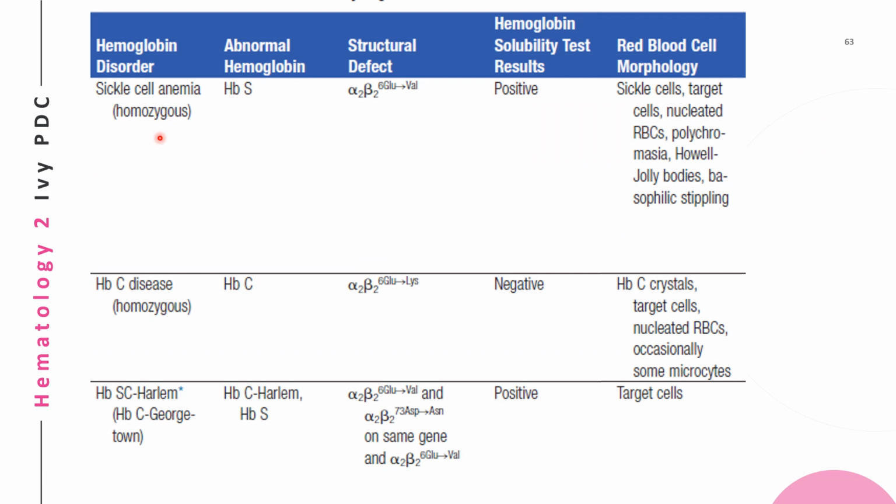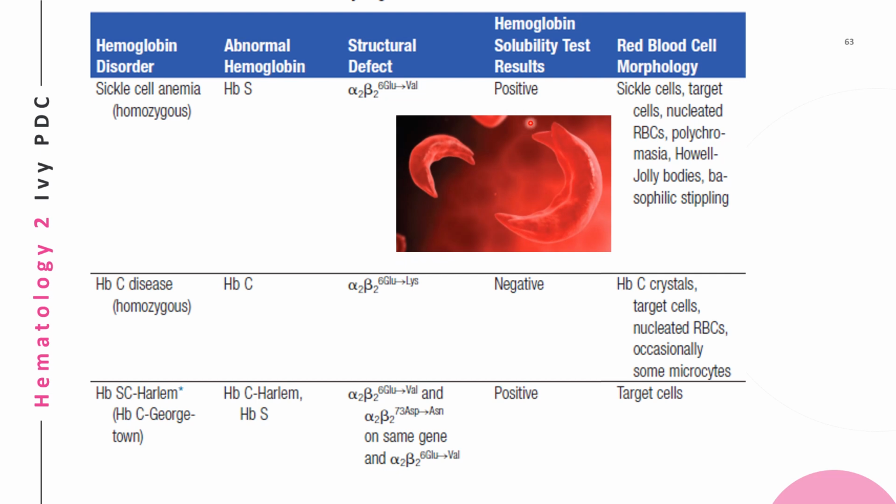These are examples of structural hemoglobinopathy defects. We have sickle cell, hemoglobin S, and hemoglobin SC Harlem. For sickle cell, the abnormal hemoglobin is hemoglobin S, where in the sixth position, glutamic acid is replaced by valine. Solubility test is positive. And in the peripheral blood, we will find sickle cells. Other notable red blood cells would be target cells, nucleated RBCs, polychromasia, Howell-Jolly bodies, and basophilic stipplings.